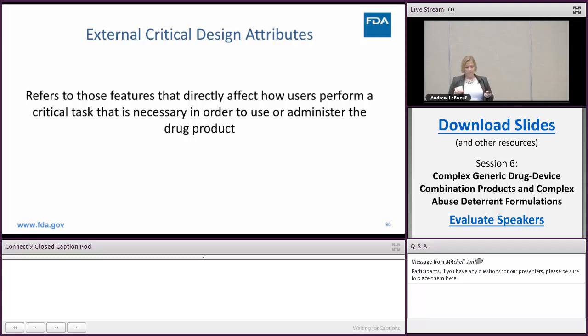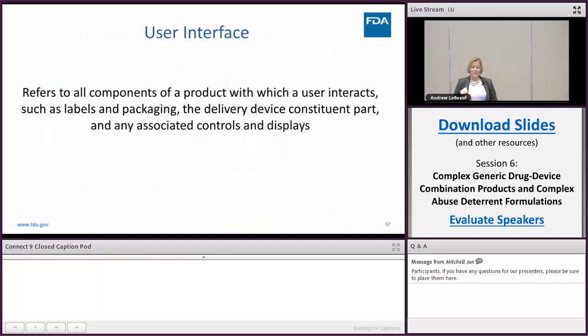Okay. So the first thing that we wanted to talk about is just a few definitions. The first definition I wanted to bring up is the external critical design attributes. These refer to features that directly affect how users perform a critical task necessary in order to use or administer the drug product. And I need to go back to the user interface definition, which is referring to all components of a product with which a user interacts, including labels and packaging, the delivery device constituent part, and any associated controls or displays.